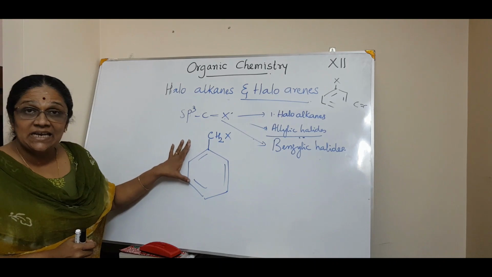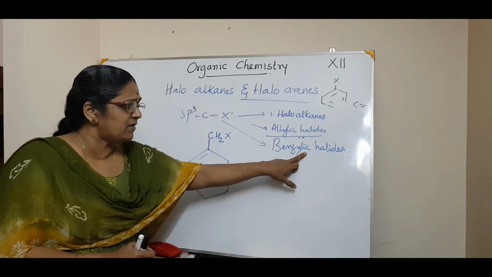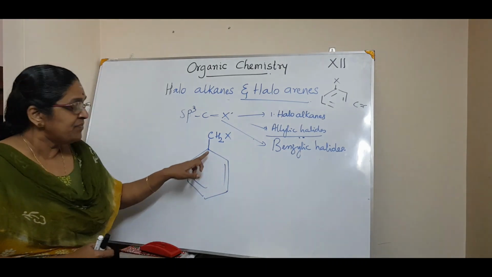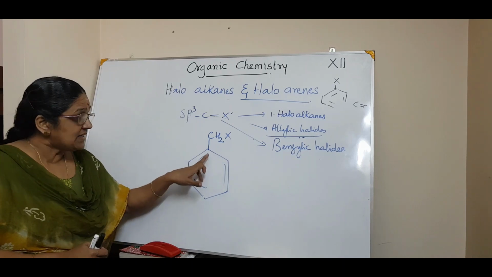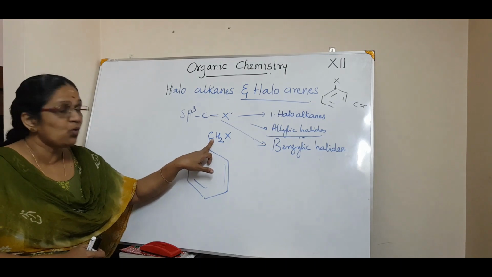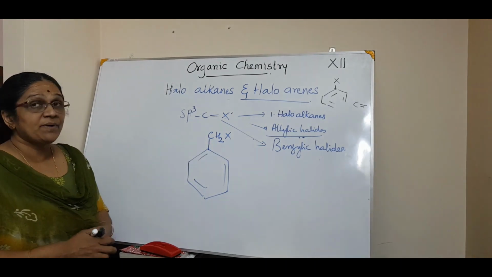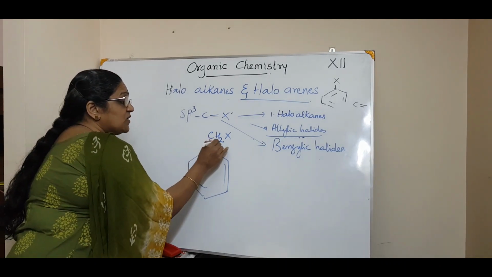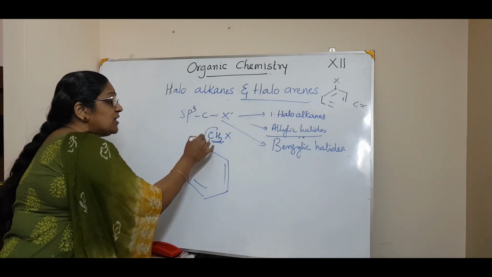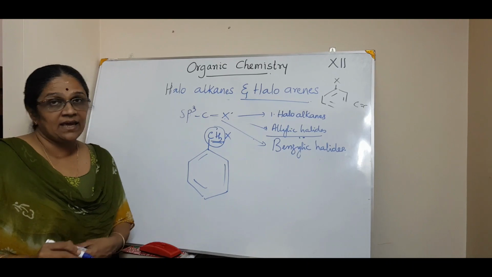And what is benzylic? You will come across a lot of examples for this benzylic. Benzylic halide means a benzene ring is there, but that is attached to a primary carbon atom and also an sp3 hybridized carbon atom. Why a primary carbon atom? Because it contains a CH2 group. Why is it sp3? Because all the bonds are single bonds. So, this is called benzylic halides.